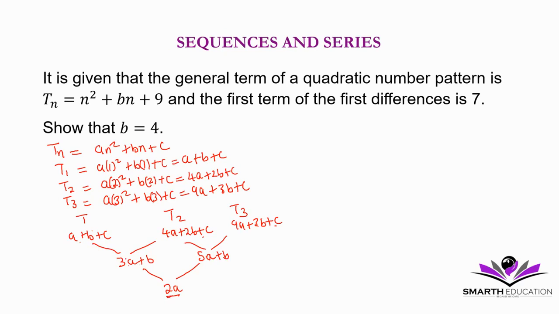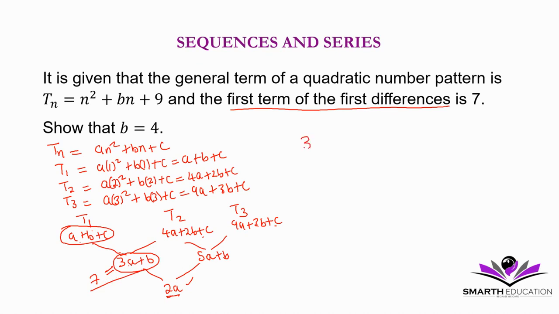And then to find our b, we can use the a we get here and 3a plus b. 3a plus b is the first term of the first differences. And a plus b plus c is the first term of the quadratic number pattern. So now, they say this is equal to 7. We need to show that b is equal to 4.